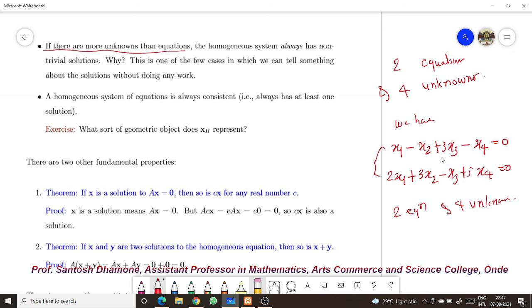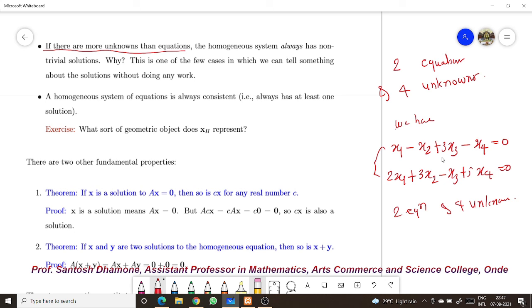Proof: A times x plus y, by the distributive property of matrices, equals Ax plus Ay. x is a solution of the homogeneous system, therefore Ax is equal to 0, and y is also a solution, therefore Ay is equal to 0. 0 plus 0 is equal to 0. So A times x plus y is also a solution of the homogeneous system of equations.